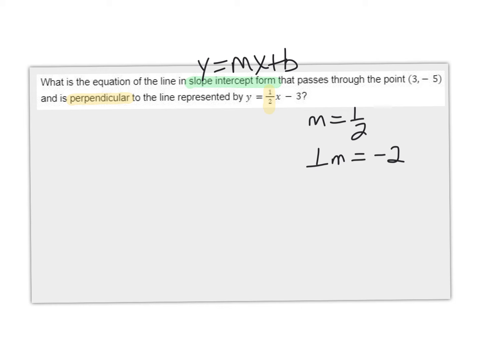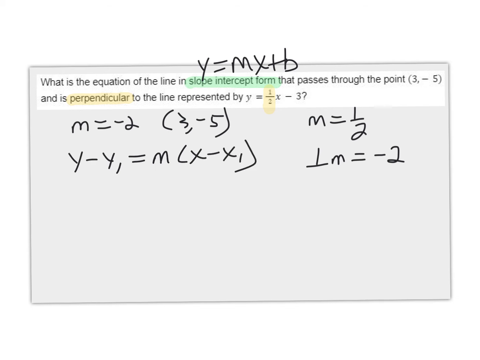All right. So again, I'm writing an equation. I'm looking for an equation that has a slope of -2 and it passes through the point 3, -5. Well, if all I'm given is a point and a slope, I can't use slope-intercept form. I have to start with point-slope form and then turn it into slope-intercept form. So we're going to start with y minus y1 equals m times x minus x1. Okay. Then we just need to replace the y1 with y1 and the x1 with x1.